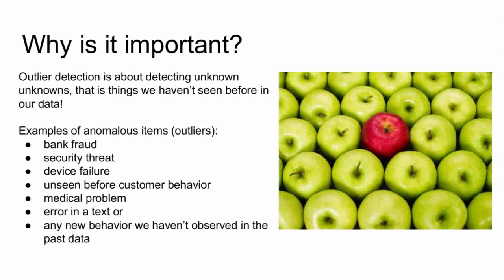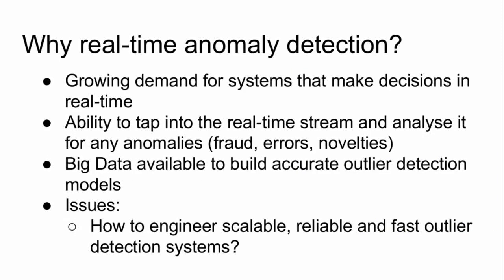Given that anomaly detection identifies unknown unknowns, that is, things we haven't observed before, it can be applied to detect such events as bank fraud, security threat, device failure, or any other odd behavior that we haven't observed in the past. Why is having a real-time anomaly detection solution important?